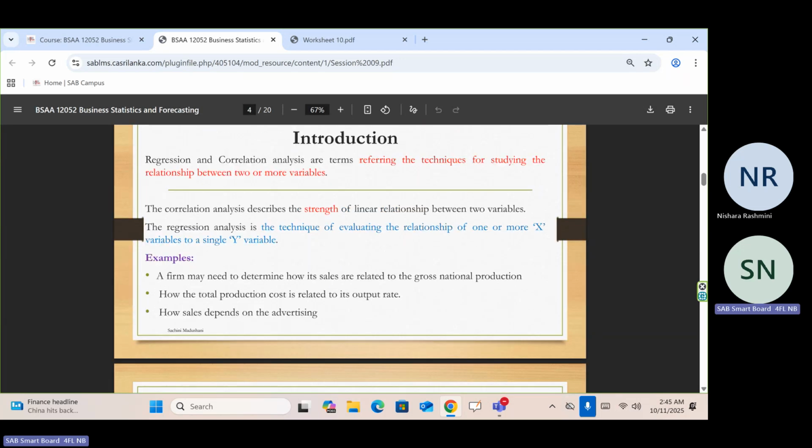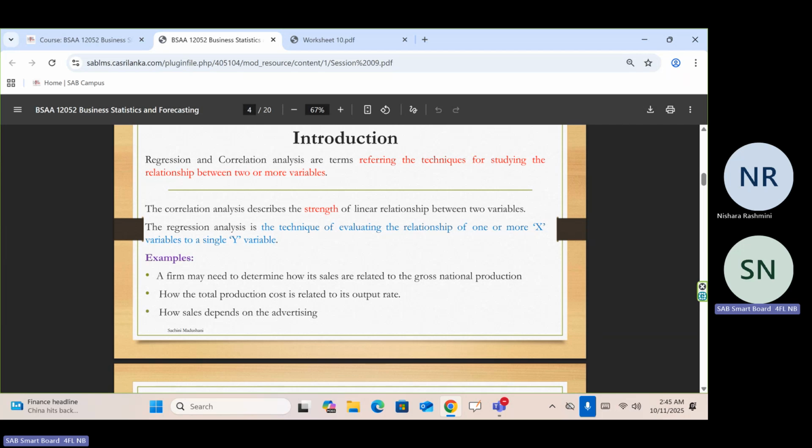First we look at what is the correlation and what is the regression analysis. These are two different techniques. Both techniques we normally use to study the relationship between two or more variables. When we need to find out the impact or relationship, we can use correlation analysis and regression analysis. We will discuss one by one. First, we move into the correlation analysis.